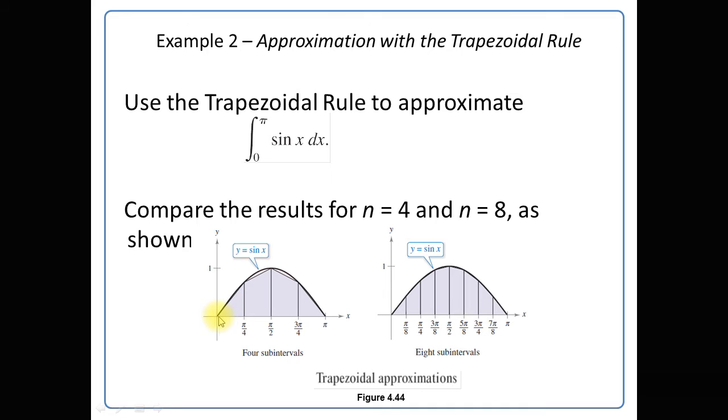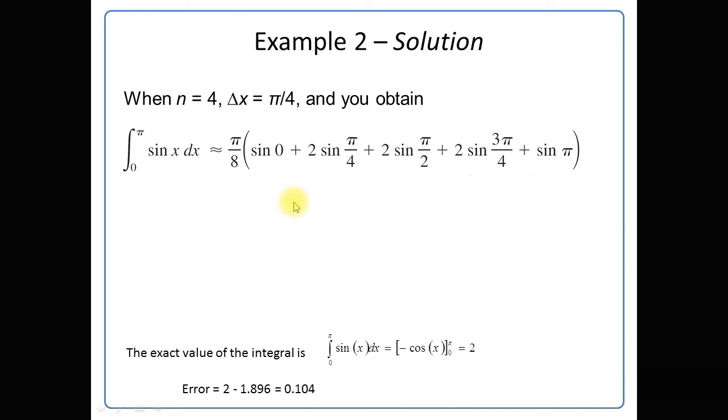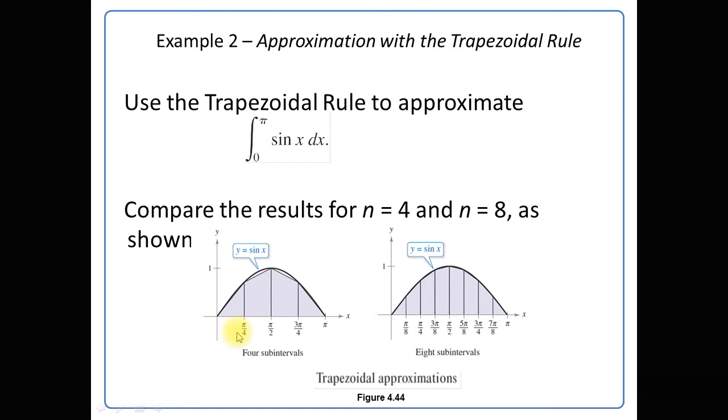So the first value of x is 0, and the second value of x is pi by 4. Other values are pi by 2, 3 pi by 4 and pi. Now putting all these values of x in the given function, you will obtain the other values, after putting the x values 0, pi by 4, pi by 2, 3 pi by 4 and pi. Pi is the last value of x.